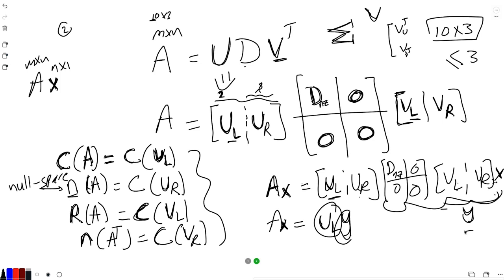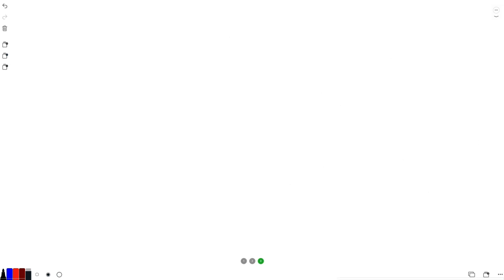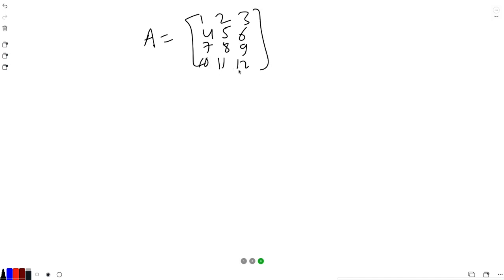Okay, now let me take a numerical example to explain those concepts. I have used Octave to make an example. So I just generate this matrix A, a very simple matrix, the simplest one that you can think about. This is a natural flow of numbers: 1, 2, 3, 4, 5, 6, 7, 8, 9, 10, 11, 12. This is the matrix that I assumed here.